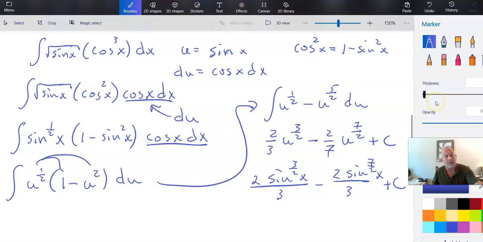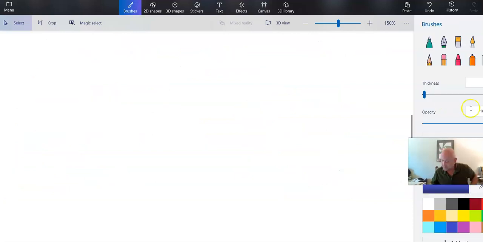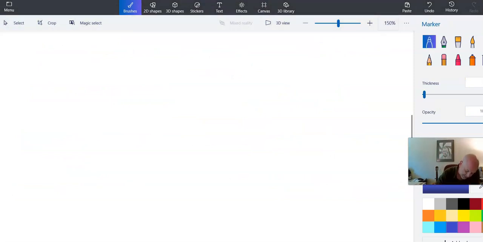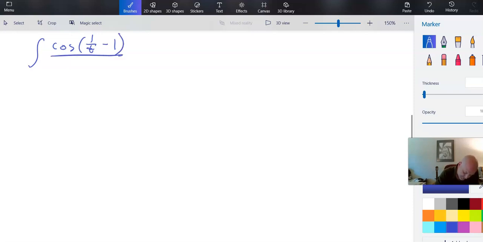Okay, so I want to look at one more here. Okay, so last example here. Let's go ahead and take a look at the integral of cosine of 1 over t minus 1 over t squared dt.